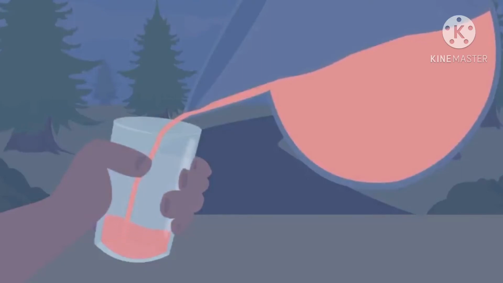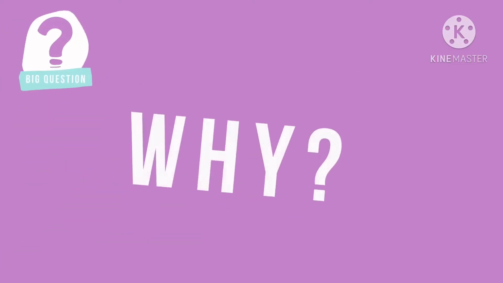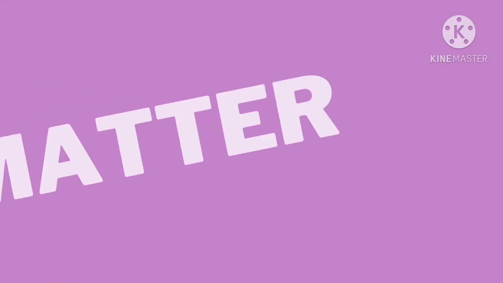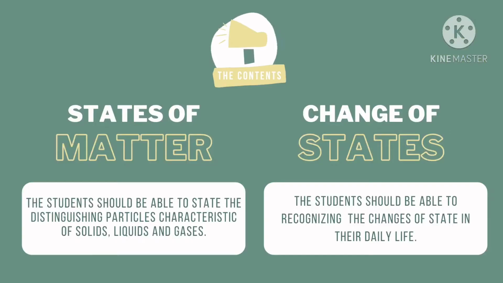Now, you might be wondering why they all look so different if they are made of the same thing. But the truth is that everything around you is made of matter, just in different shapes and forms. So, now I will divide it into two topics. The first one is the state of matter, and the second is change of state.